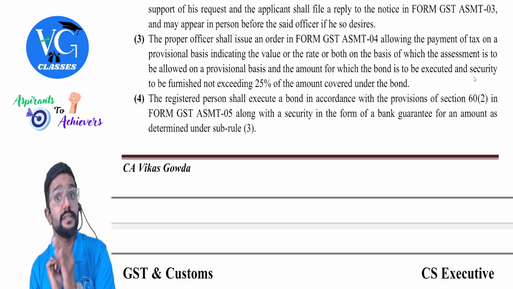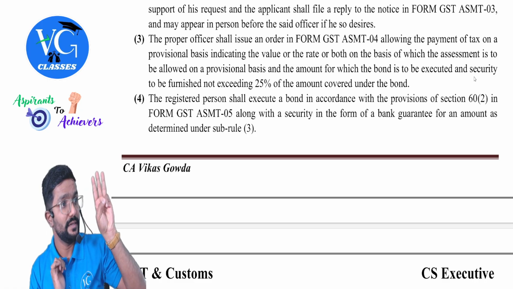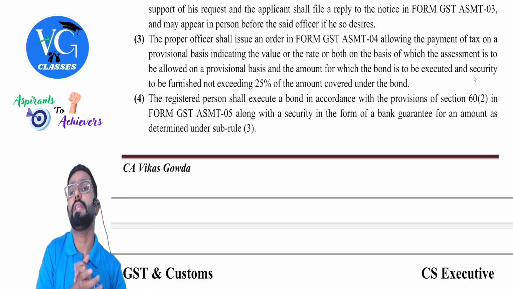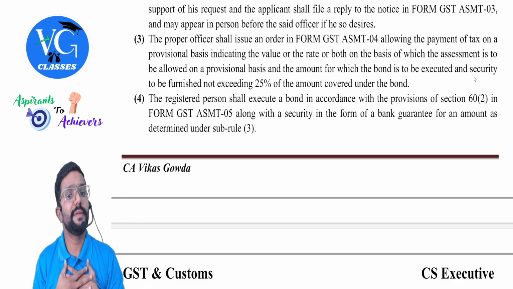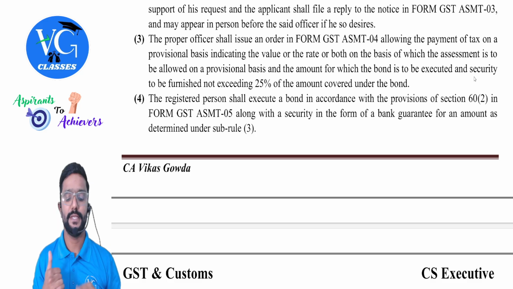Bond also they are asking, security also they are asking. Assume the bond I have given is for 3 lakh. Security should be for how much? Maximum 25% of 3 lakh. Is that clear? So whatever they ask for, I am giving it in ASMT 05. Yes.